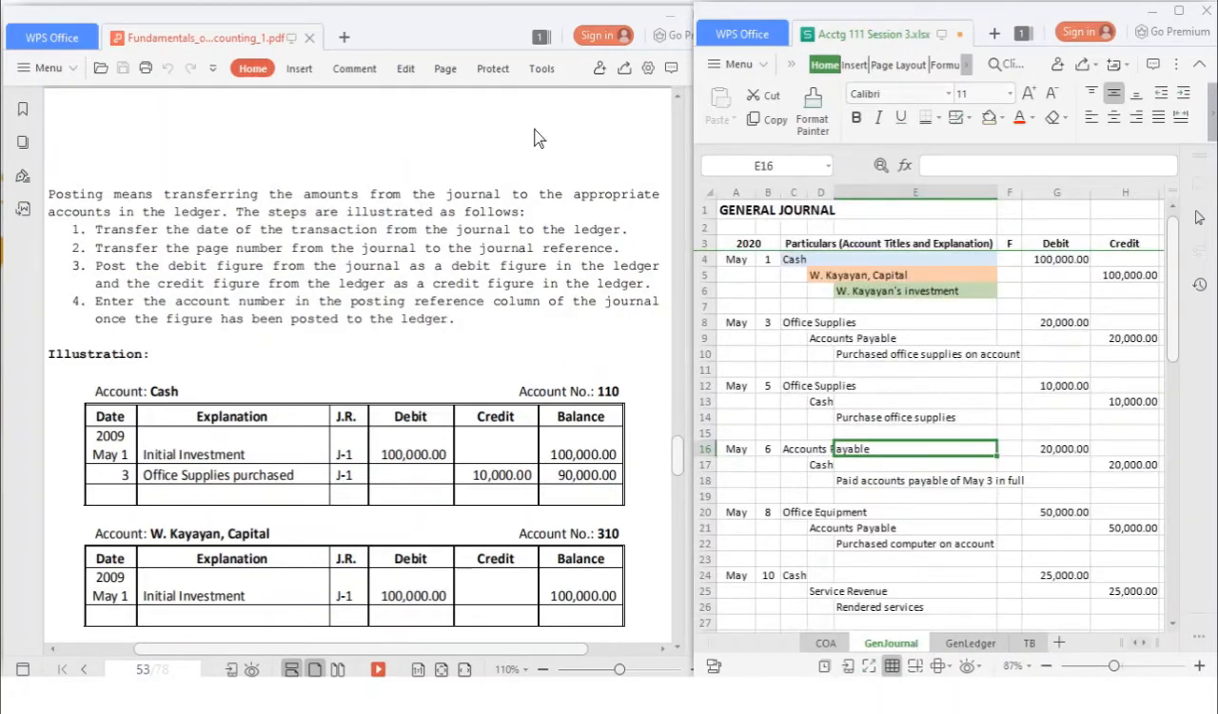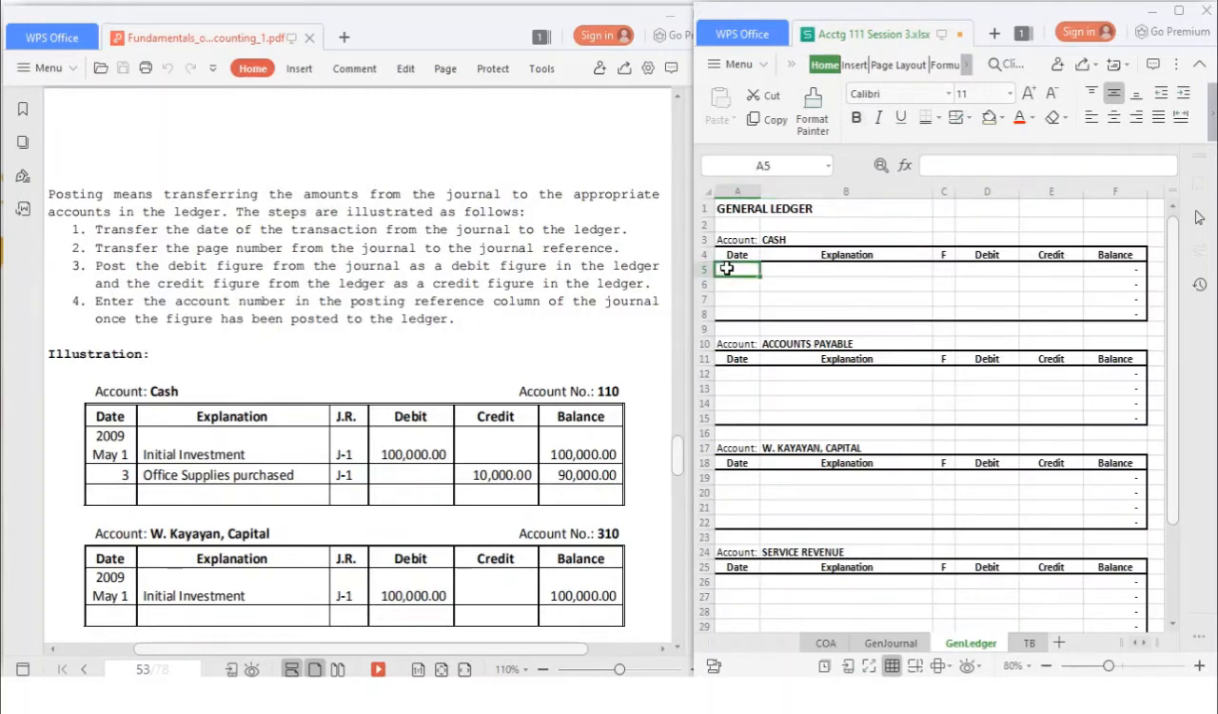Arita sa first one, ang nahitabo dito is investment. So, unsa na accounts ang affected? Ang accounts affected is your cash and the capital account. First, transfer the date of the transaction from the journal to the ledger. Our date of transaction is May 1. So, again, ang affected account is cash and capital. So, butang ta diri, May 1. There, you have May 1.